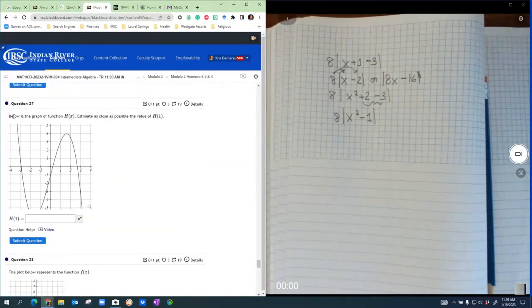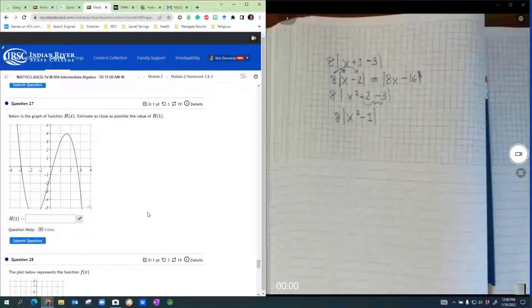Now, when it's asking us for this question, it says below is a graph of H, estimate as close as possible the value of H of 1, meaning what is the output value when 1 is the input value. So when 1 is the input value, the output value would be 3. You just go to the input value of 1 on x, go to the output value of what y is, and that is 3. That's the answer. That seems very trivial compared to the problem we just did moments ago.